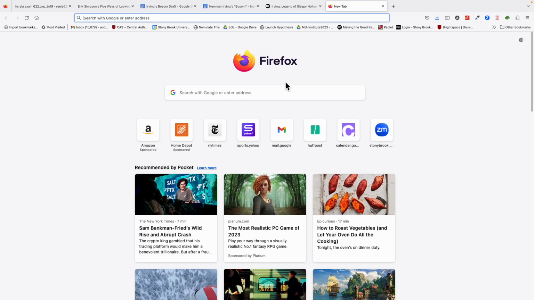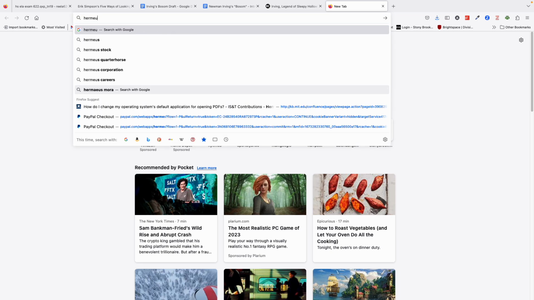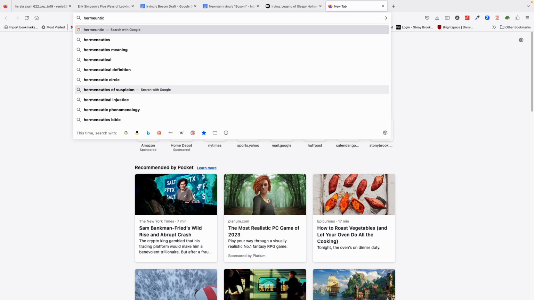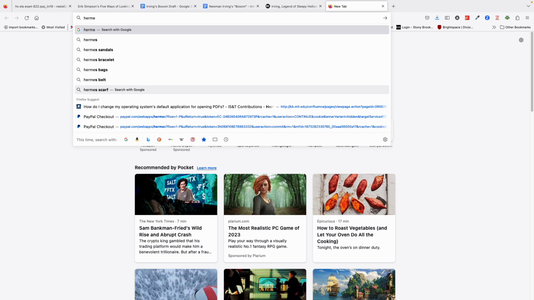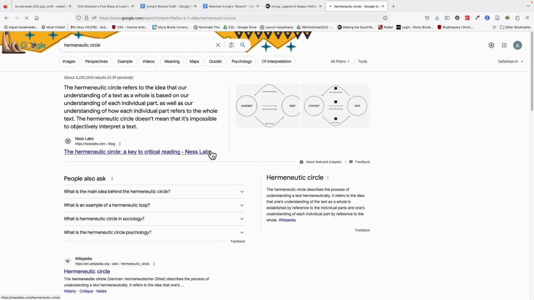I'm just going to open up another tab and bring this up in Wikipedia. What I'm talking about here is a principle called the hermeneutic circle. Oh, I can't spell it. Okay, and there it is. The hermeneutic circle refers to the idea that our understanding of a text as a whole is based on our understanding of the individual parts, as well as our understanding of each individual part referring to the whole text.